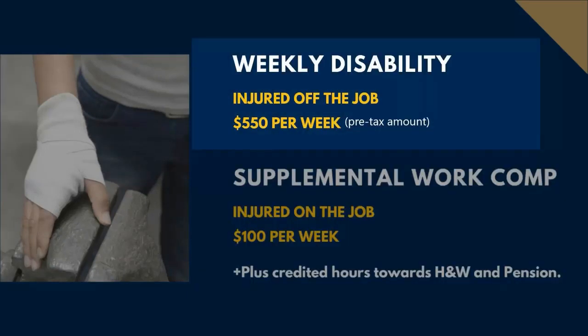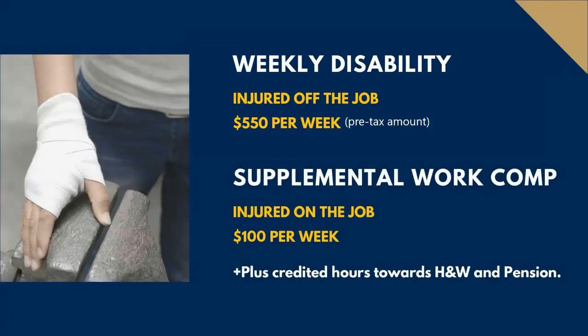Now, if you're hurt off the job, in that case, work comp doesn't have to do anything for you. So no paycheck, no hours. In that case, again, please call the fund office. We can get you set up so that we sort of become your employer. We're going to give you $550 a week. And again, the important thing is 30 hours a week toward health and welfare, 30 hours a week toward your pension fund. I can't stress this enough.